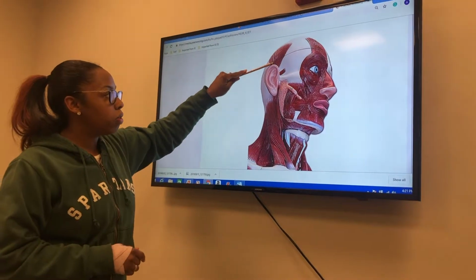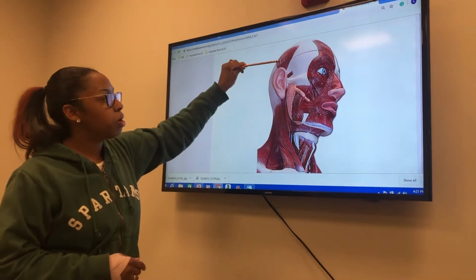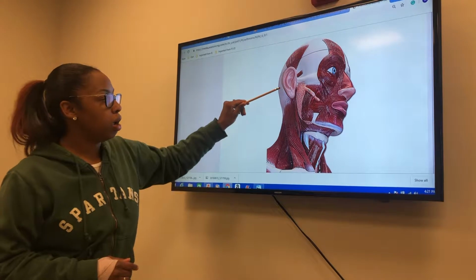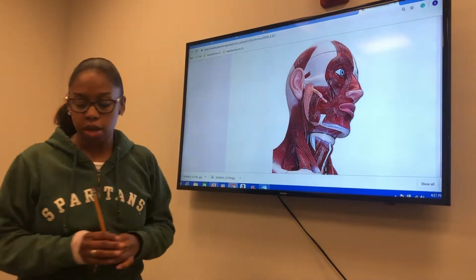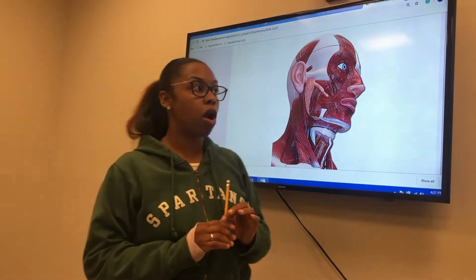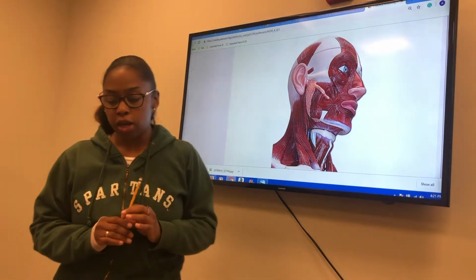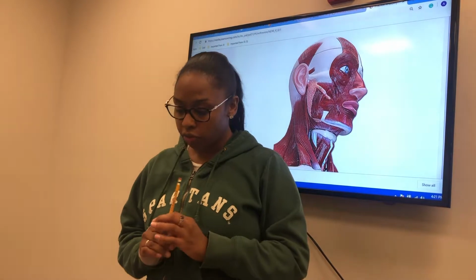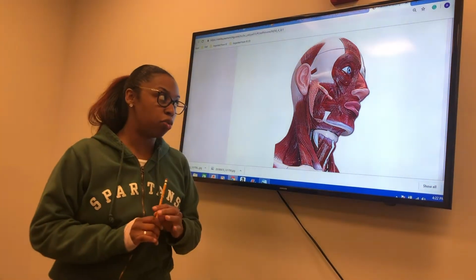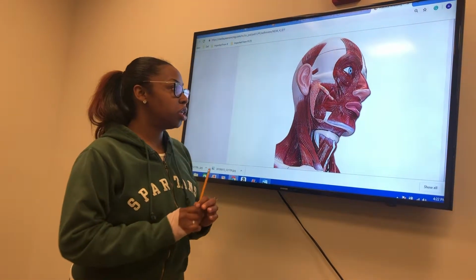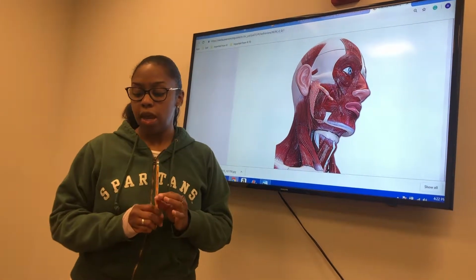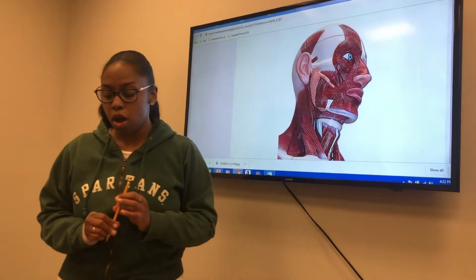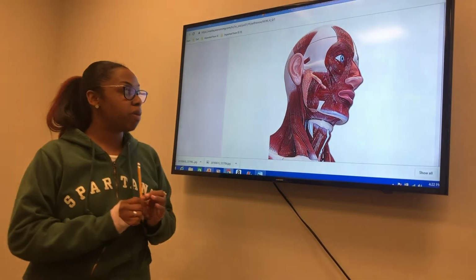This is the auricularis muscle. It has a superior, an anterior, and a posterior side, which is not shown here in this picture. It has an origin of the auricular cartilage and an insertion of the galea aponeurotica. Its action is to pull the ear, which unfortunately I cannot show, and it has an innervation of the temporal branch of the facial nerve.